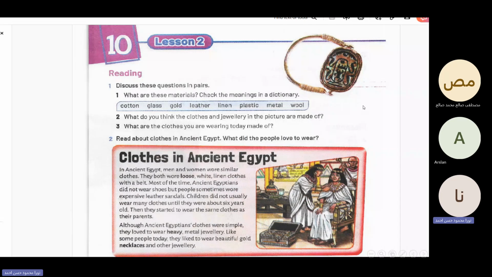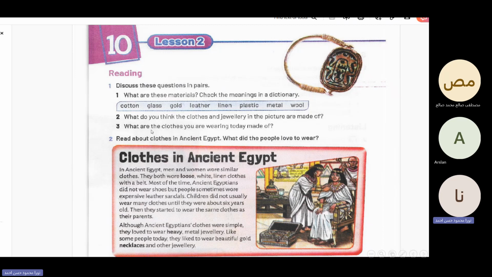Okay, it's time for reading now. So what are these materials? In the blue box here we have 8 materials. And don't worry, we will study these in detail in a while. So the first one is cotton, glass, gold, leather, linen, plastic, metal, and wool.